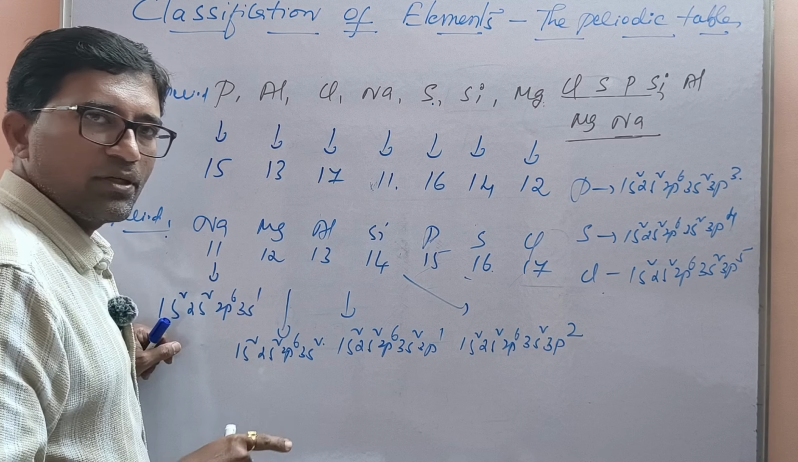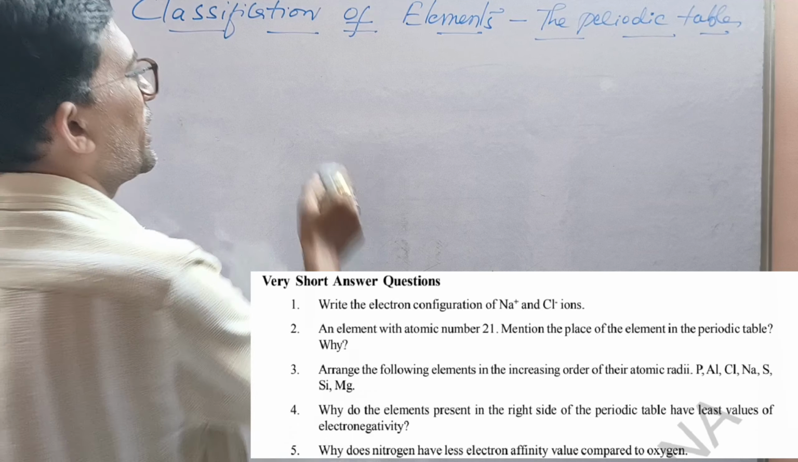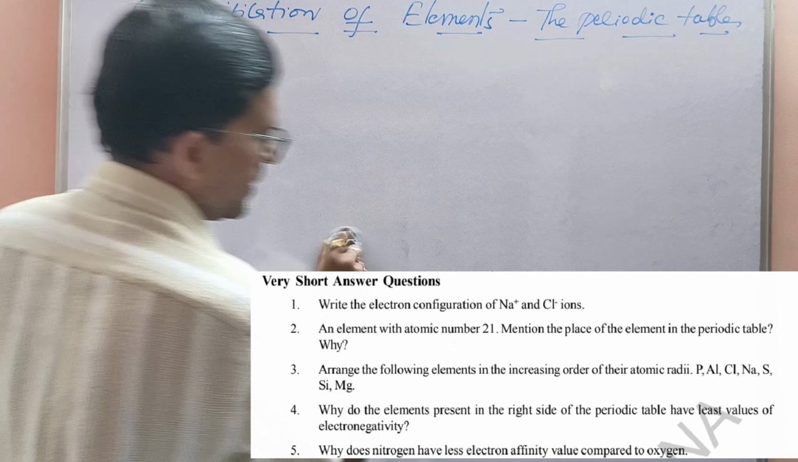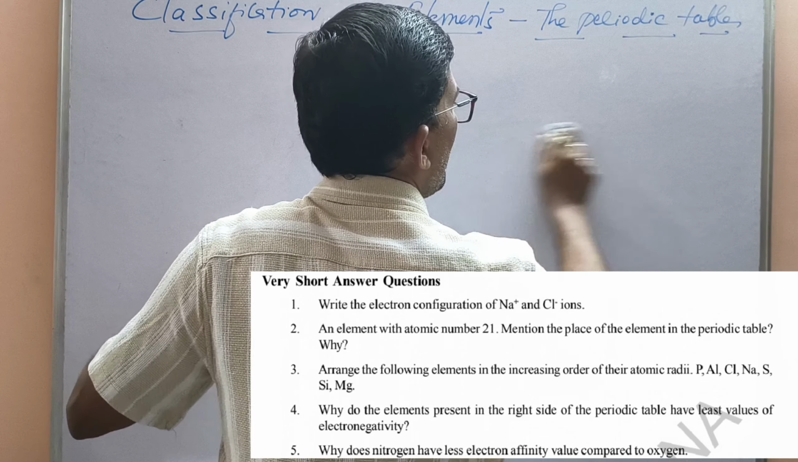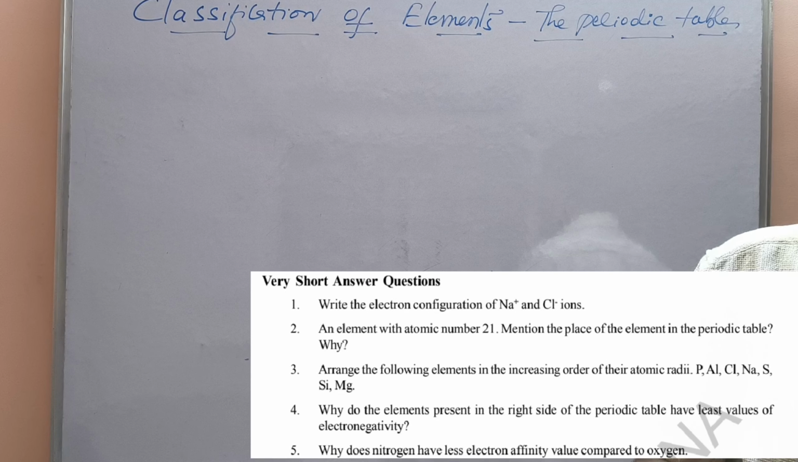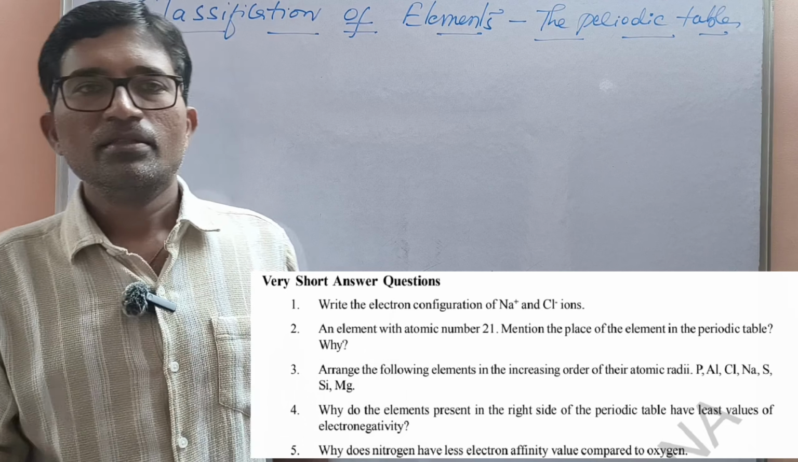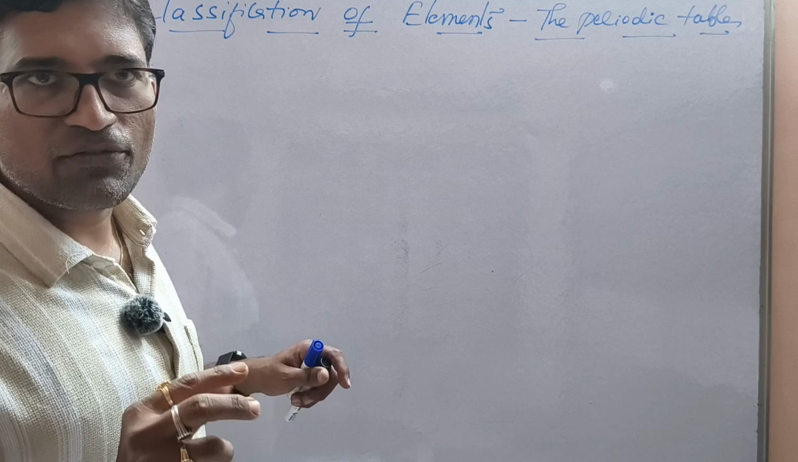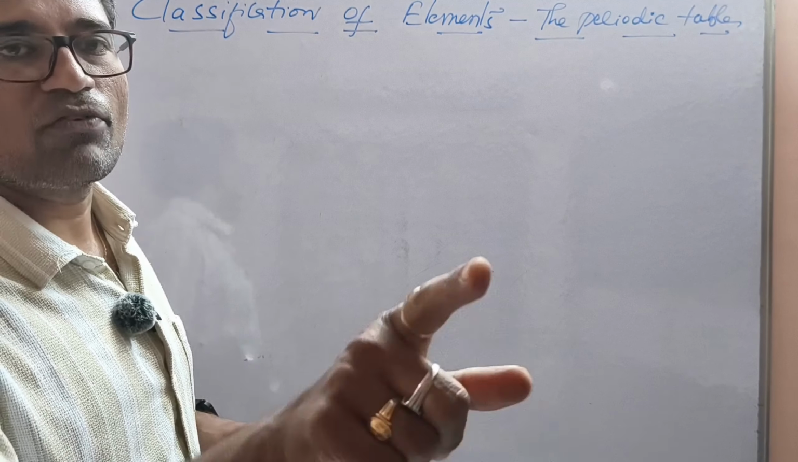Now the next question is, why do elements present in the right side of the periodic table have least values of electronegativity? Actually, they would never be having least values of electronegativity. They are having more values of electronegativity, but only one group of elements, which are called inert gases, are having zero values of electronegativity. I will explain.